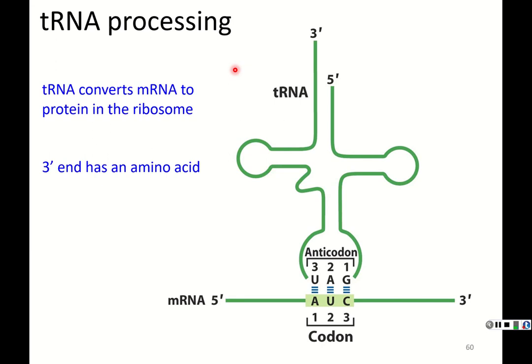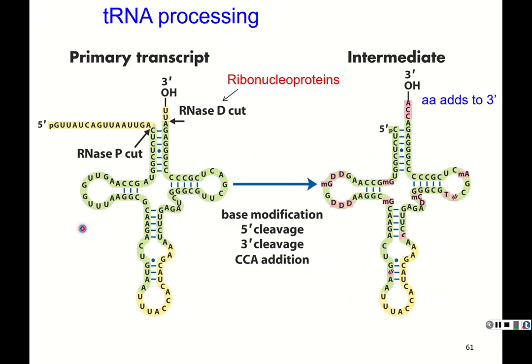tRNA, that stands for transfer RNA, is processed. What it does is convert messenger RNA into proteins, and that occurs at the ribosome, right? And we'll be talking about that next class in some detail when we talk about translation. The 3' end of a tRNA has an amino acid stuck to it, so that needs to be added via processing.